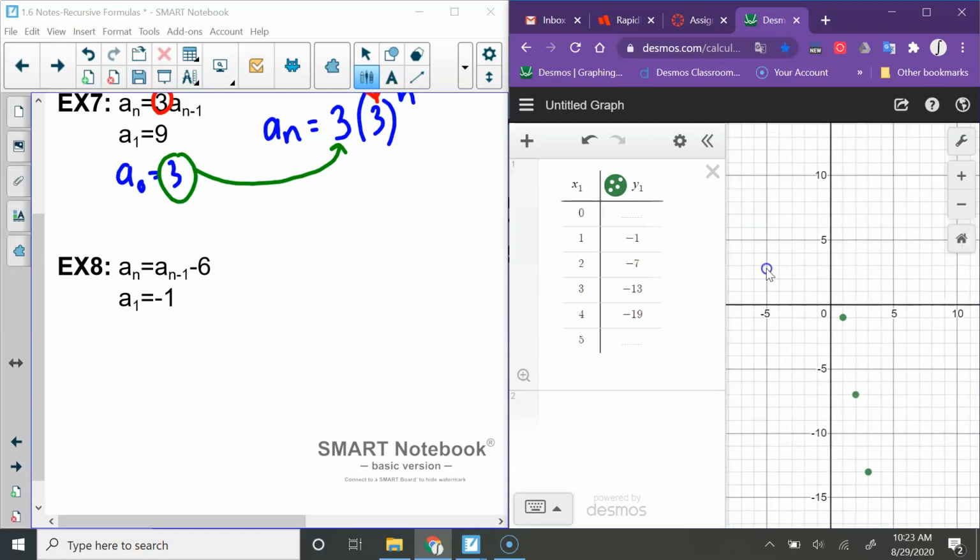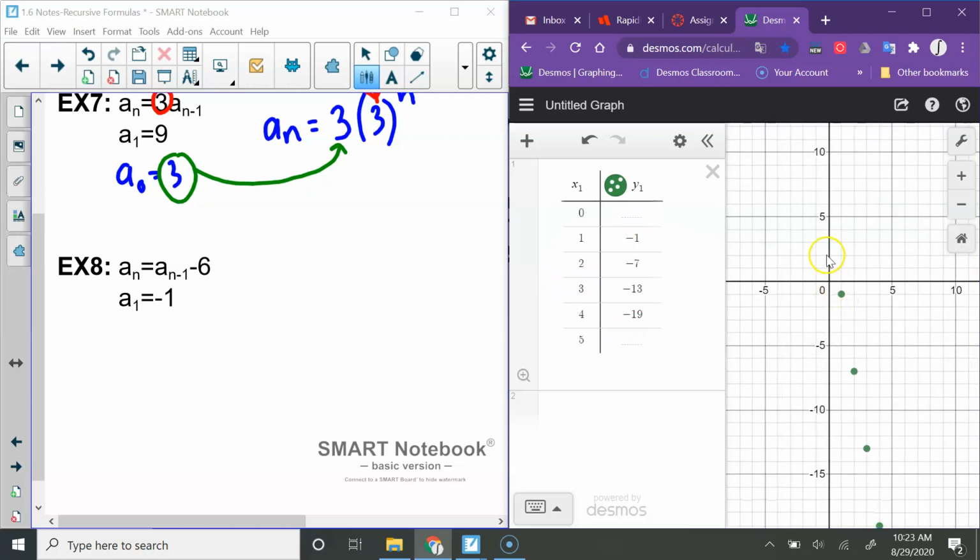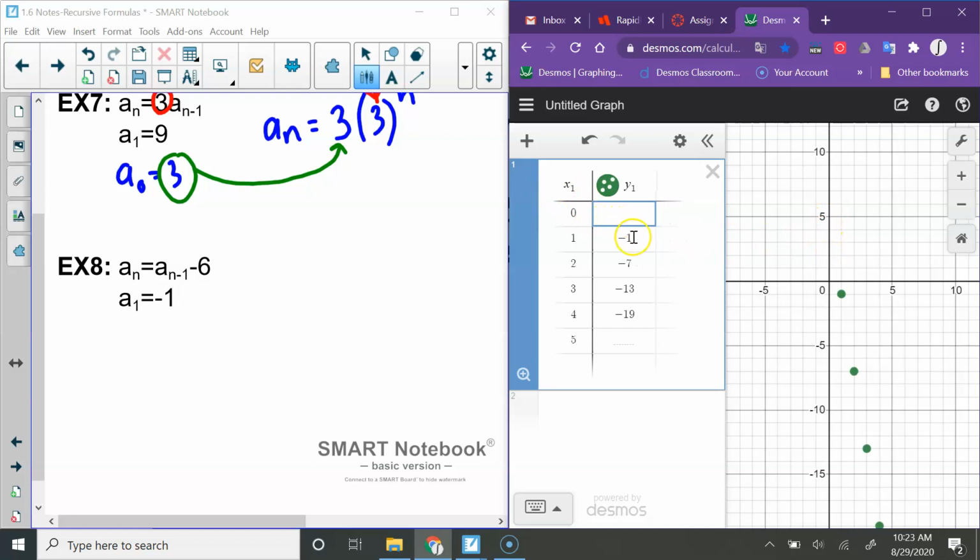So we can look at our points here. We can see we don't have our y-intercept. We need to know that a sub 0. So we were subtracting 6 to go in this direction. We would have to add 6 to get this value right here. So negative 1 plus 6 would give us 5 right there. And that shows us our line that we've got.